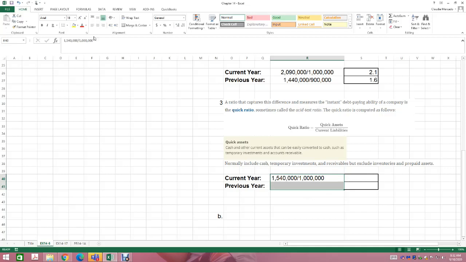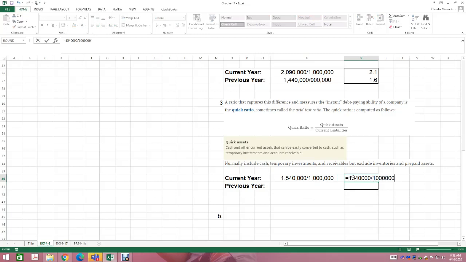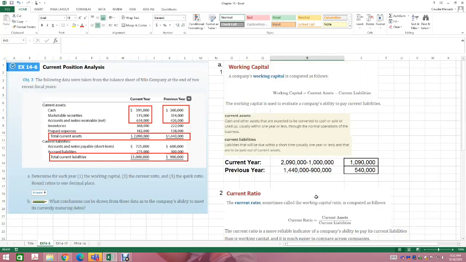Okay, and let's see what we get. 1,540,000 divided by 1,000,000. Okay, and remember they're asking us to round to one decimal place, so it'll be 1.5. Okay, now we're going to do the previous year. So let me get my calculator.